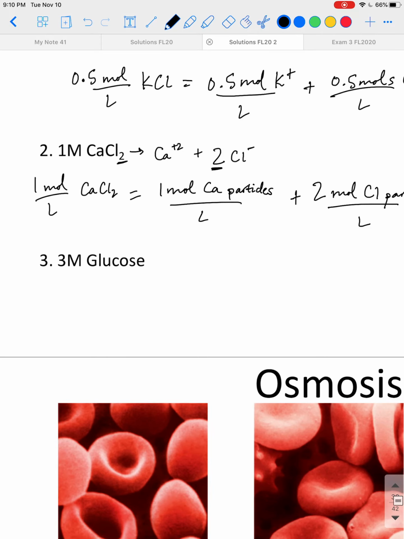I hope this is clicking. I feel very blind not having you guys on Zoom to tell me this is not clicking, so I hope it is.